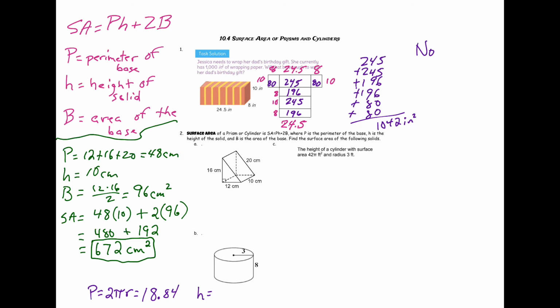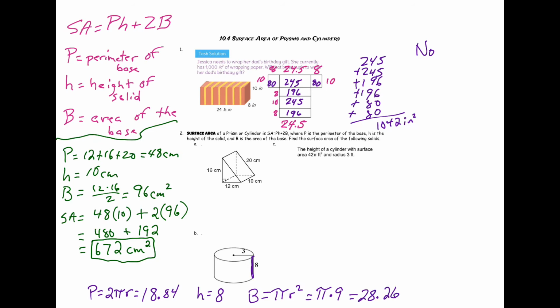Then we need to find the height of the cylinder. So what's the distance between the two bases? That's going to be 8. It's right there. And we need to find the area of the base, which is our pi r squared. Our radius is 3. So that'd be pi times 9. 3 squared is 9, for an answer of 28.26.